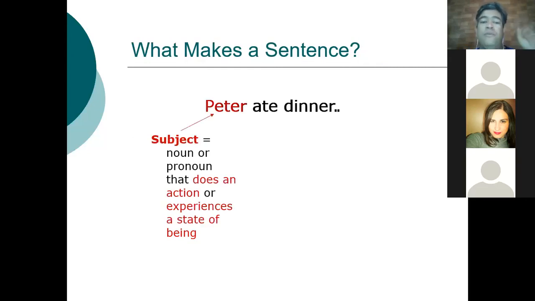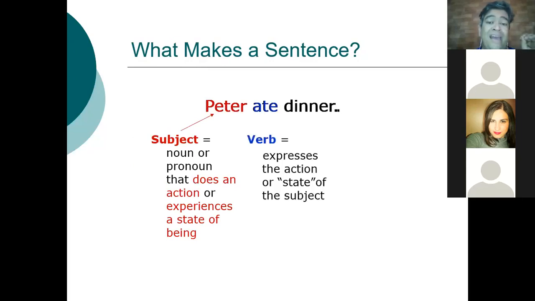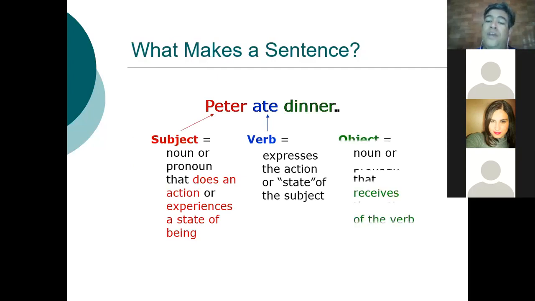The subject is the noun or pronoun that does an action and experiences a state of being. And what about "ate"? Well, the verb. "Ate" is a verb and expresses the action or a state of the subject. Okay, and "dinner" would be like the object. The object would be like the noun or pronoun that receives the action.